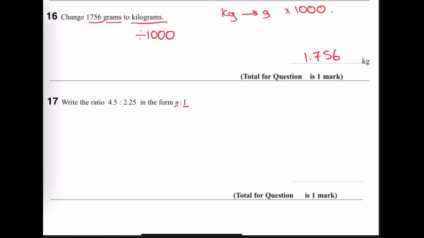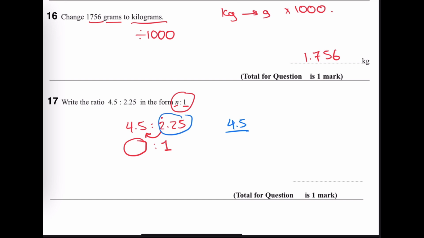Question 17. Write down the ratio 4.5 to 2.25 in the form n to 1. So because they want it in the form n to 1, it's 4.5 to 2.25. They want it in 1. So they just want to see what's in this area over here. So all you're going to do is take this and divide it by this. So it's going to be 4.5 divided by 2.25. That's going to equal 2. So the answer will be 2 to 1.